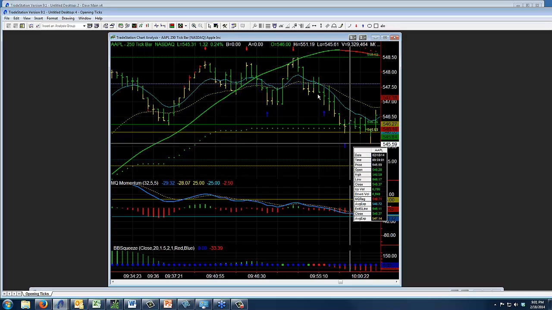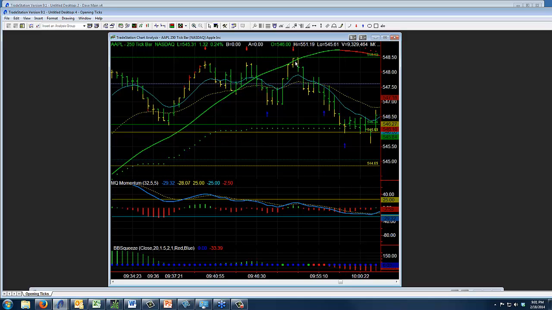So there's another divergence. This is a secondary, a double bearish divergence. Trades like this, you probably made anywhere from, this is a $1.50 move.